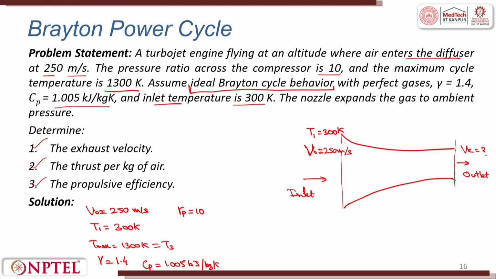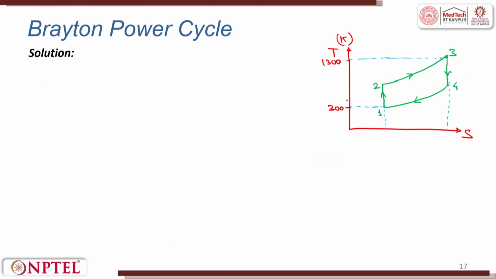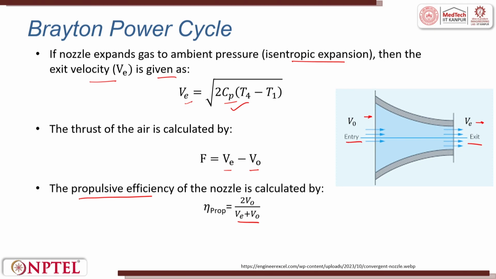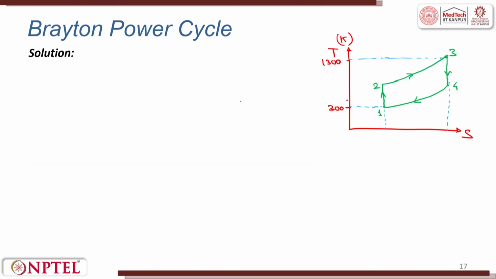Now I need to find the exhaust velocity first, that is Ve. To find exhaust velocity, I need to use this relation. Exhaust velocity is equal to under root of 2 Cp into T4 minus T1, so I need to determine the temperature T4. So for that, I will use the relation T2 by T1 is equal to Rp to the power gamma minus 1 by gamma.